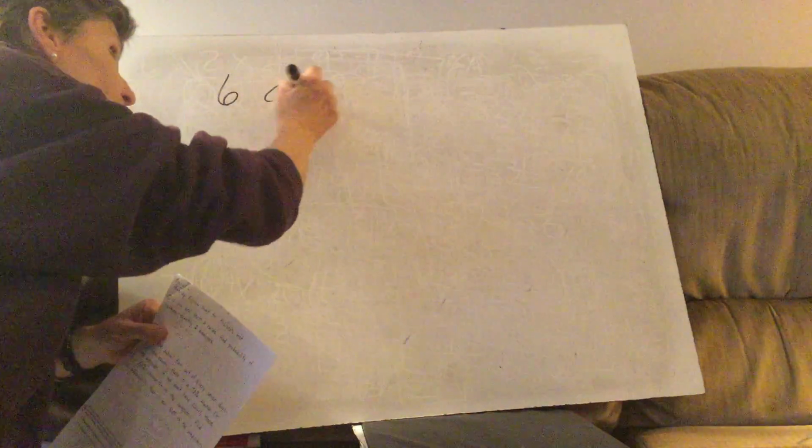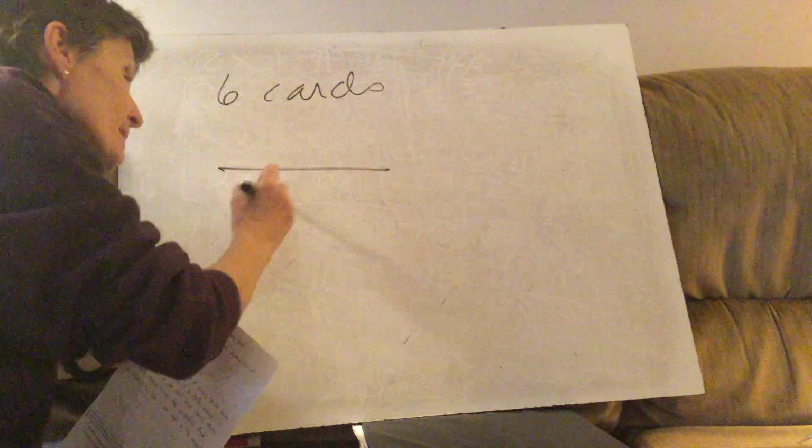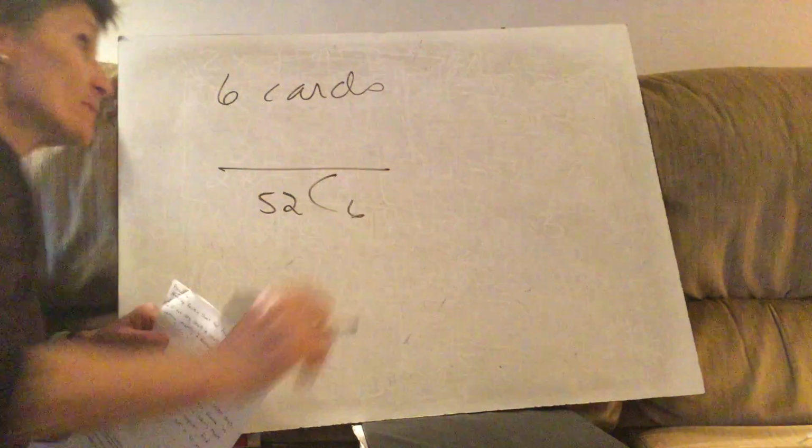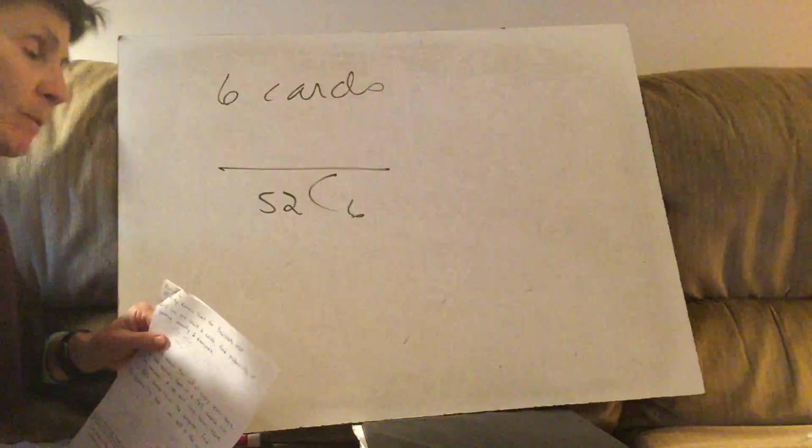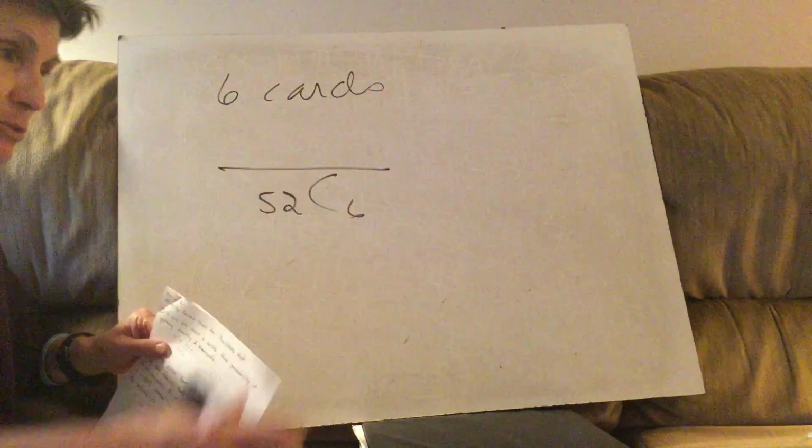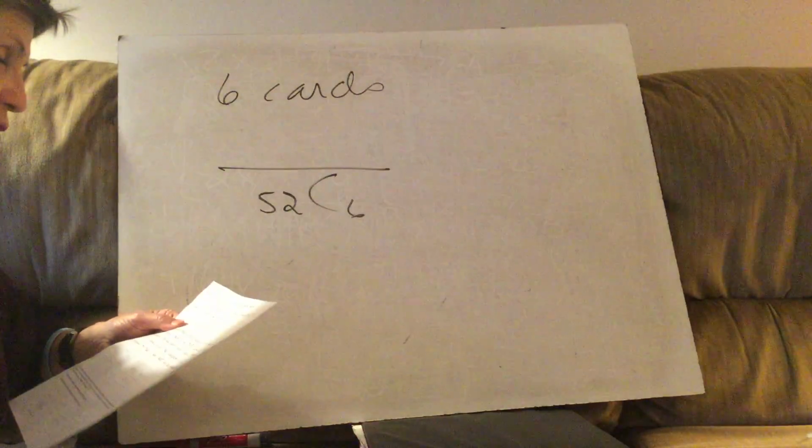Here we go. If you are dealt 6 cards, find the probability of getting exactly 2 diamonds. So first of all, we're being dealt 6 cards, which automatically means our denominator will be 52C6. If we were being dealt 4 cards, it would be 52C4. The denominator is the total.